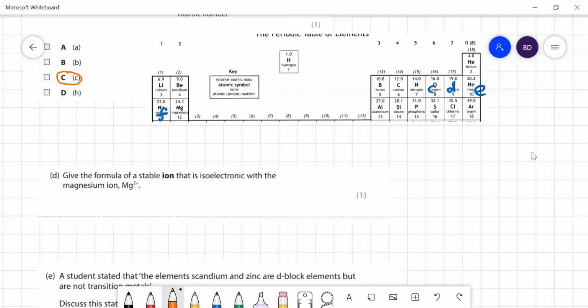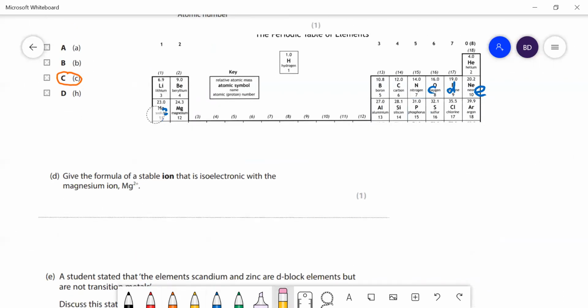Okay, I'll leave that periodic table there because it says give the formula of a stable ion that is isoelectronic with a magnesium ion. So isoelectronic means it's got the same electronic structure. Magnesium is 2,8,2, so the magnesium ion is 2,8. So we want another ion which is also 2,8. Well, you could have sodium. Sodium is 2,8,1, that's the sodium ion. You could have that one.